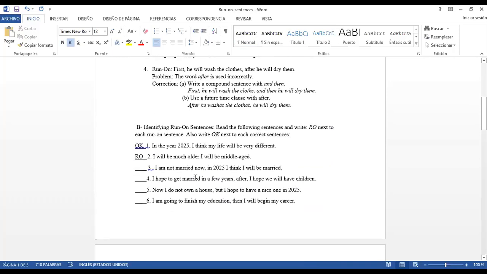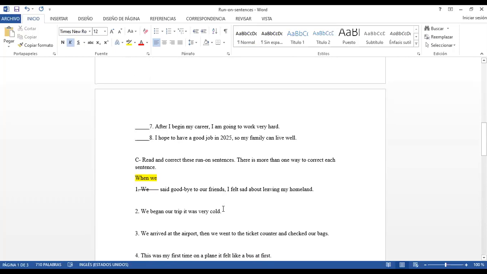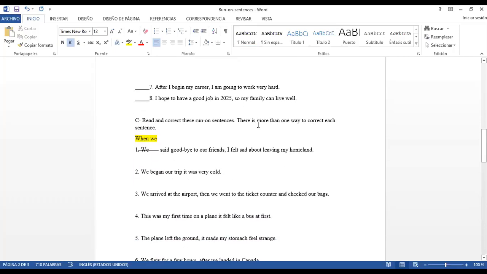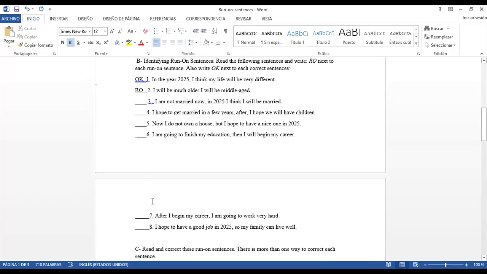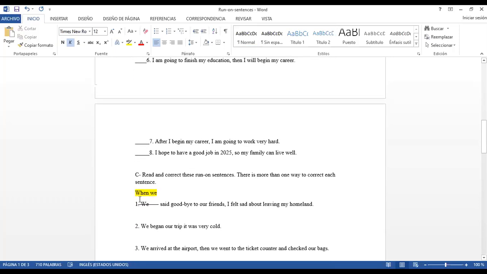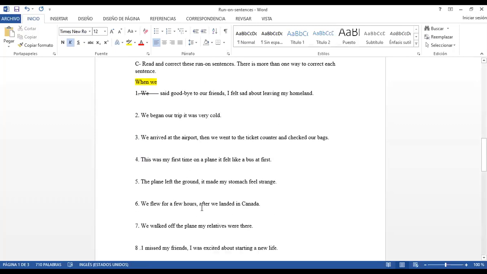Okay, here in this exercise, you will write run-on if it is a run-on sentence, or if it is okay. You decide. You have different kinds. Okay. And here you will correct the run-on sentences, and there is more than one way. So you can have different ways to correct them using some of these conjunctions, subordinating conjunctions like when, where, as relative clauses, or using the coordinating conjunctions. Sorry, the coordinating conjunctions you have in the PowerPoint. Okay, so check the way it is better.